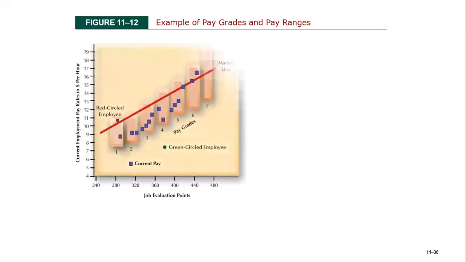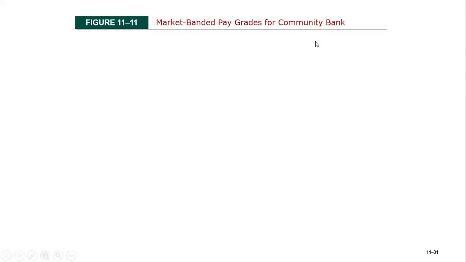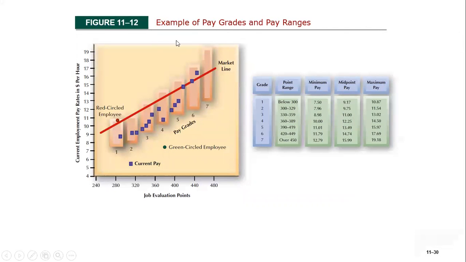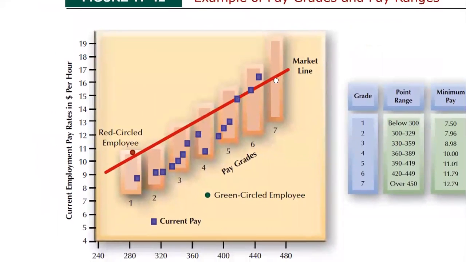Now this is how the pay structure, our market line, can be seen and understood. Here is the example of pay grades and pay ranges. Let me zoom it for you. I hope it's now clear.